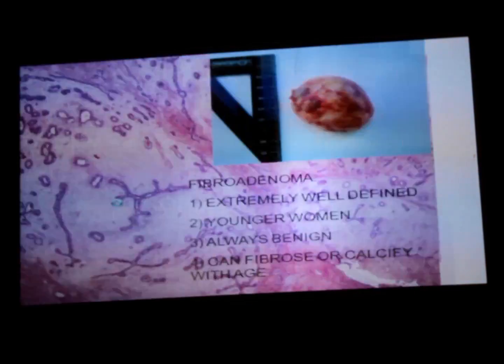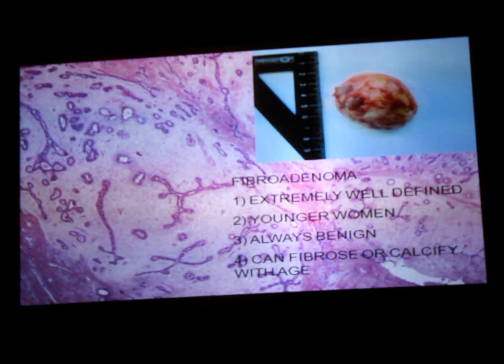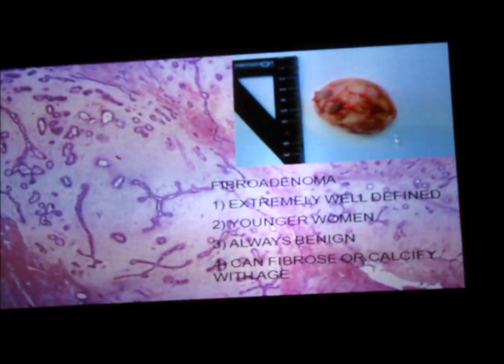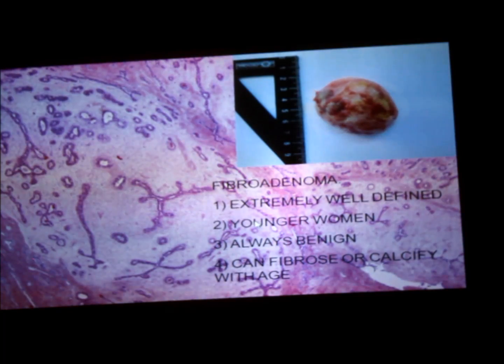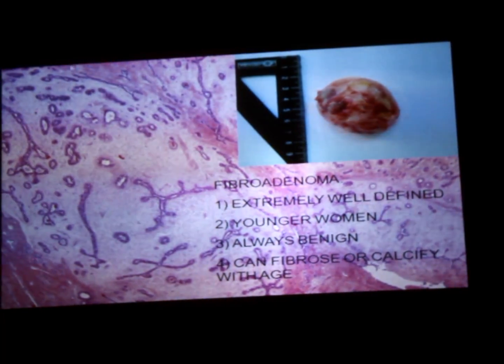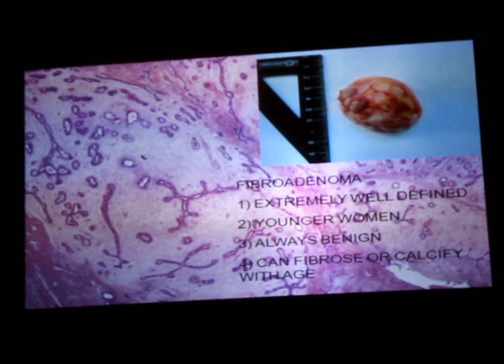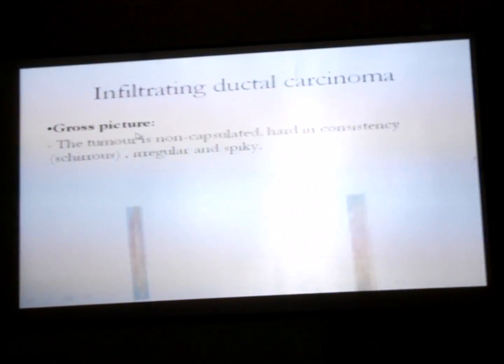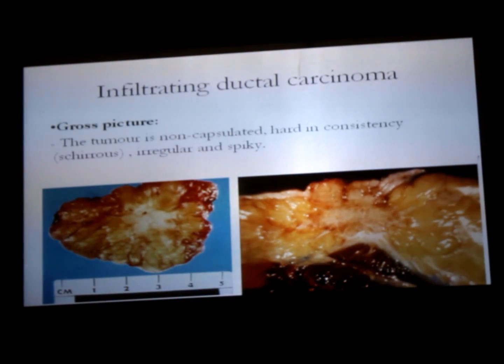This is intracanalicular. So remember these two pictures of fibroadenoma, pericanalicular and intracanalicular. So compressed slit-like glandular spaces, and this is the fibrous stroma. This is an extremely well-defined lesion, a benign tumor seen in younger women, always benign, can fibrose or calcify with age. So this is a tumor, fibroadenoma.